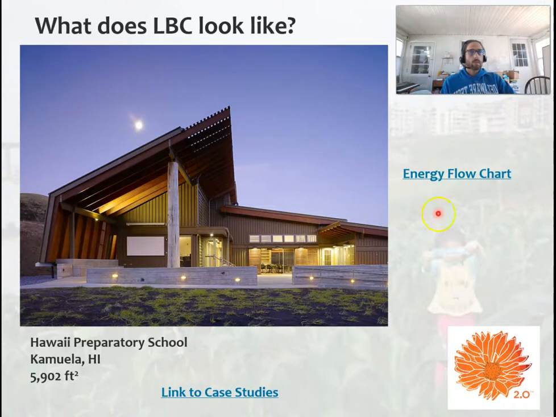This is a preparatory school in Hawaii, 6,000 square feet. You can see these buildings are different. They have a little aesthetic quality to them, and they have to do things. There's an energy flow chart that you can take a look at. And there's actually links to some case studies here. But this is just to show you a few quick examples.